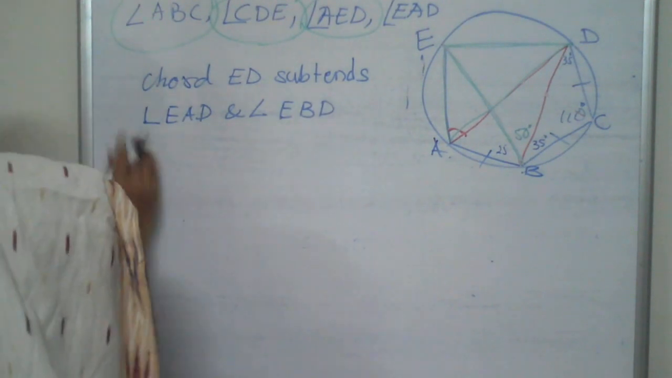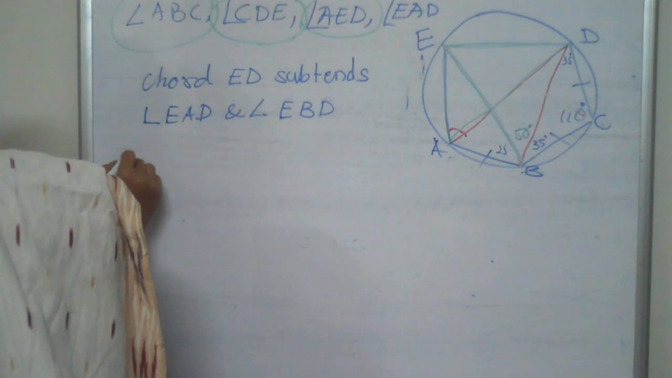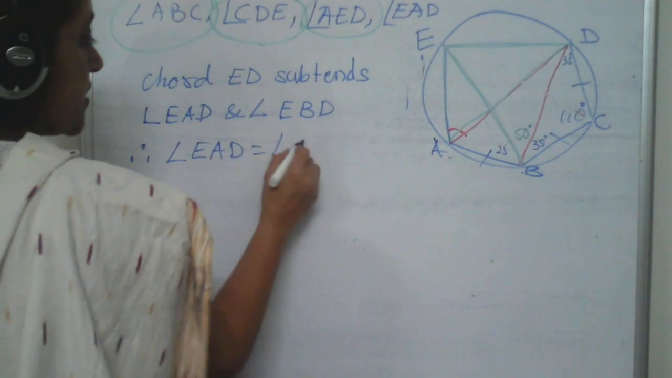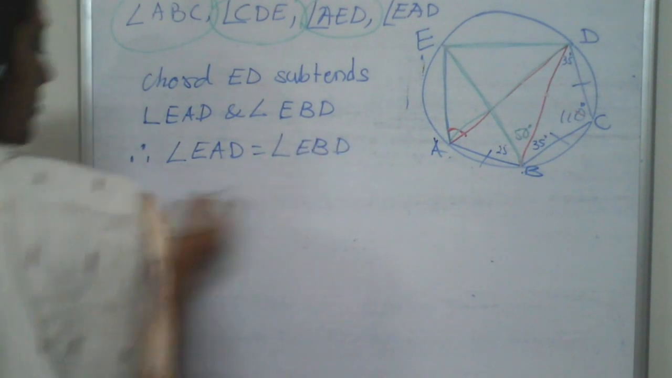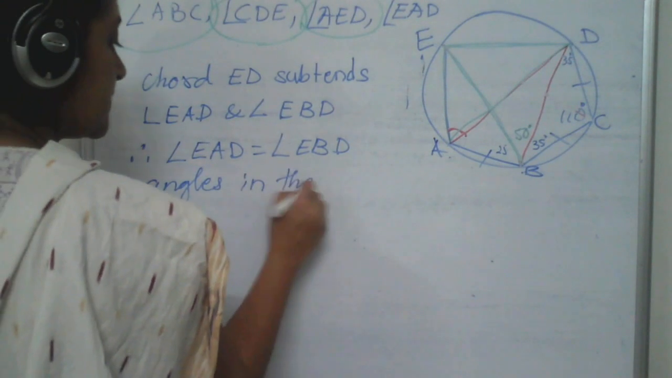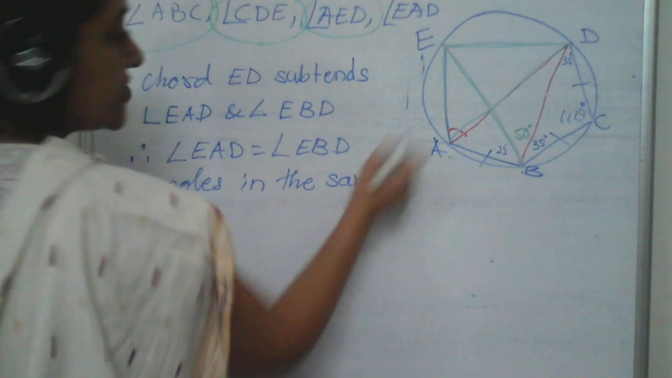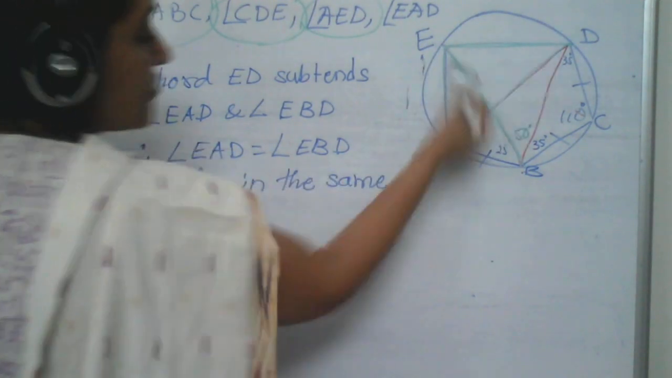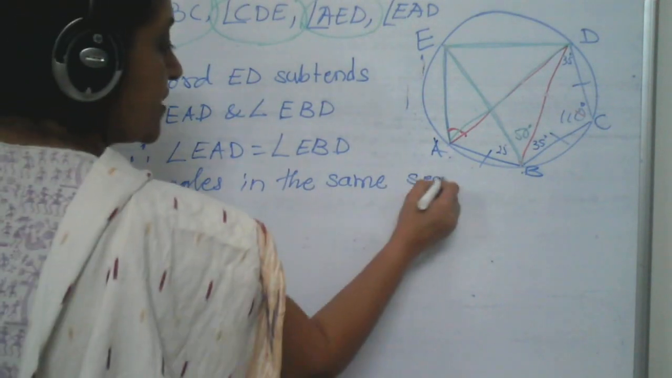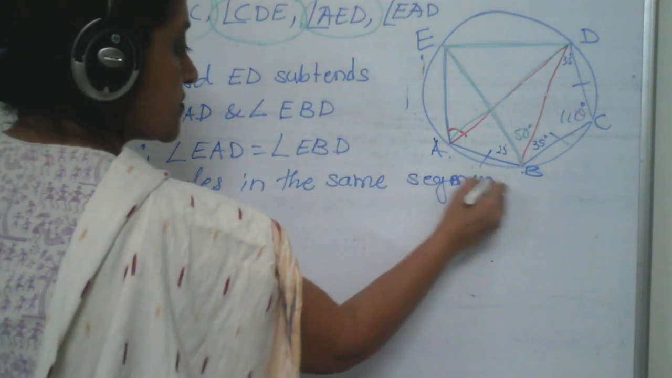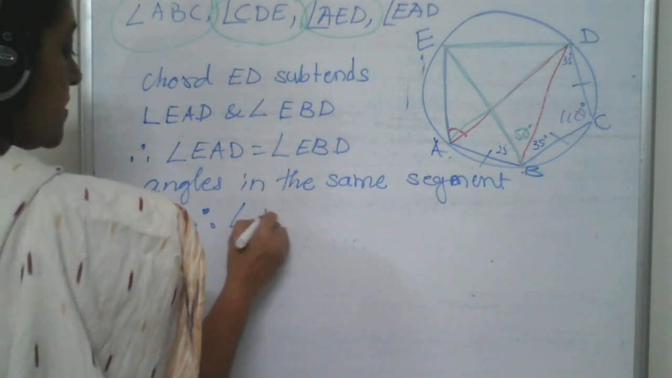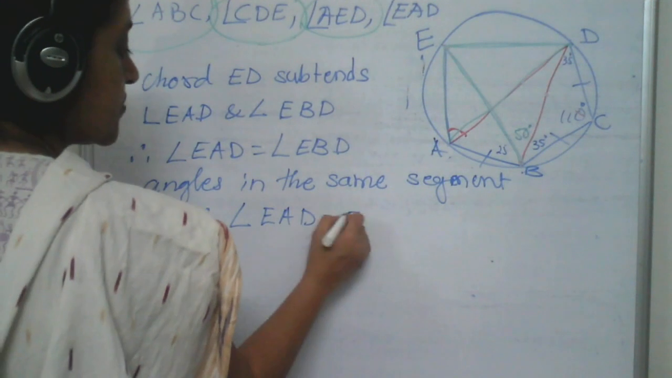Now therefore angle EAD is equal to angle EBD. Why? Because angles in the same segment are equal. That means angles in the same segment subtended by the same chord. Okay, but this is the short form what we write, angles in the same segment. Now therefore angle EAD is equal to 50 degrees.